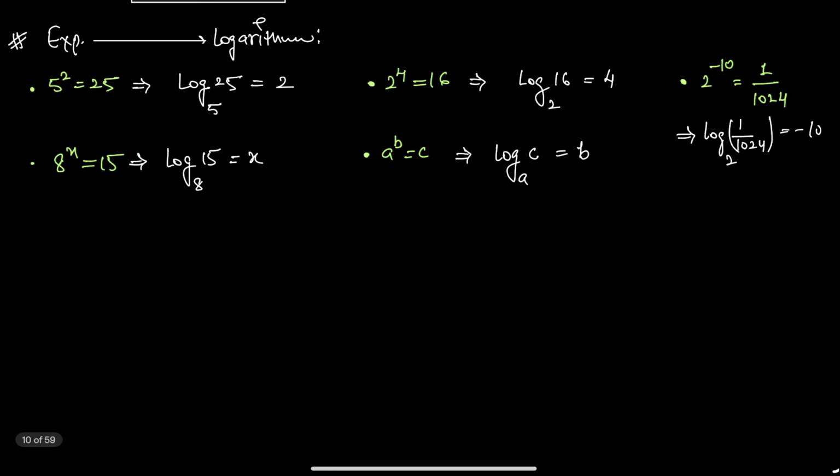Taking a few more questions. Suppose we are having x raised to the power 5y is equals to 7. When we convert it to logarithmic form, we will write it as log of 7 with base x is equals to 5y. I hope you are able to understand now how we convert exponential function to logarithmic function.